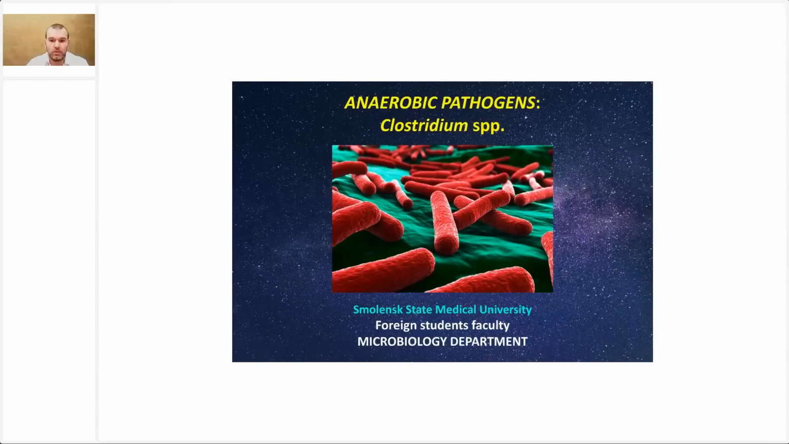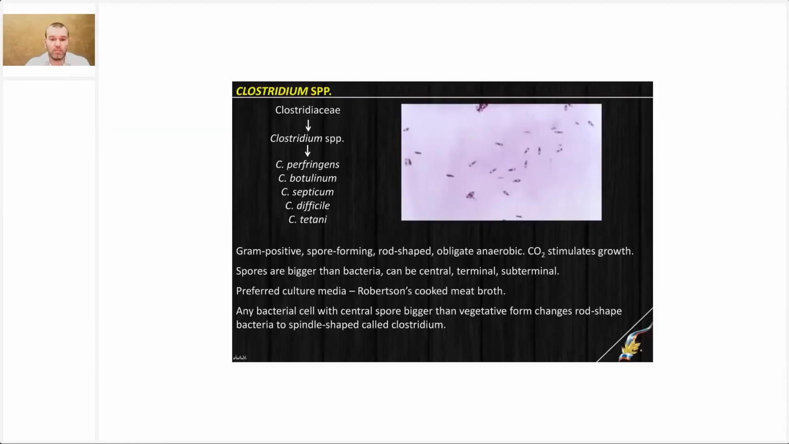Good day, dear students. In the current lecture, we need to discuss anaerobic bacteria, anaerobic pathogens, and the common classification is based on one main property. It is the production of spores. So all anaerobes are divided into two major groups: spore-forming and non-spore-forming anaerobic bacteria. It is important because of two main reasons.